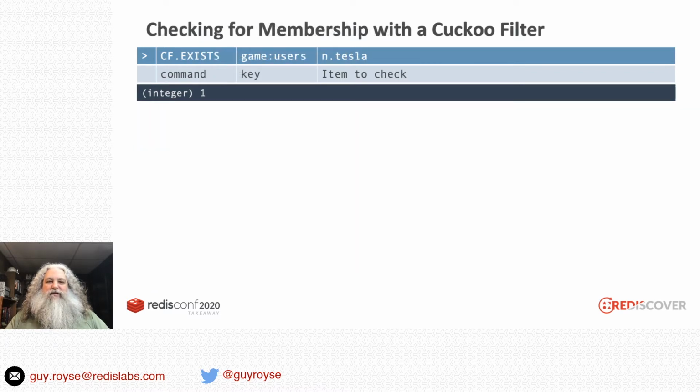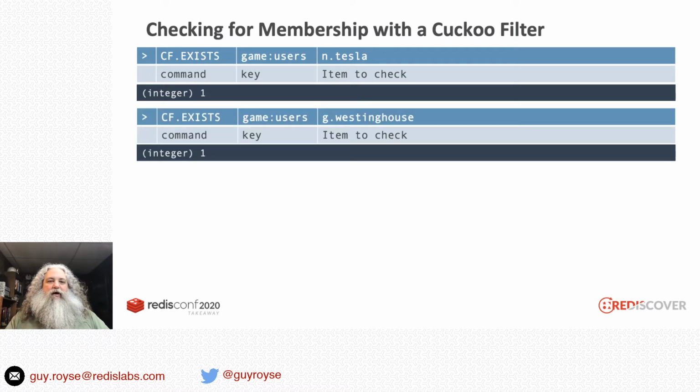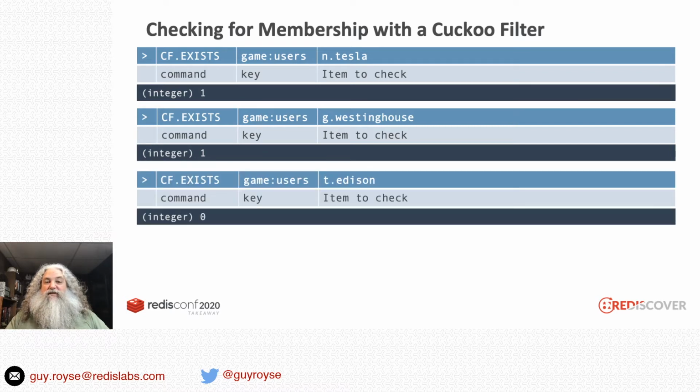We can check for existence of Tesla. That's going to return a 1. Tesla is in there, and he has a count greater than 0. Westinghouse, that's true as well. But if we call CF exists on Edison, he's been deleted out of existence, and so it's going to return a 0. He's no longer in the cuckoo filter.